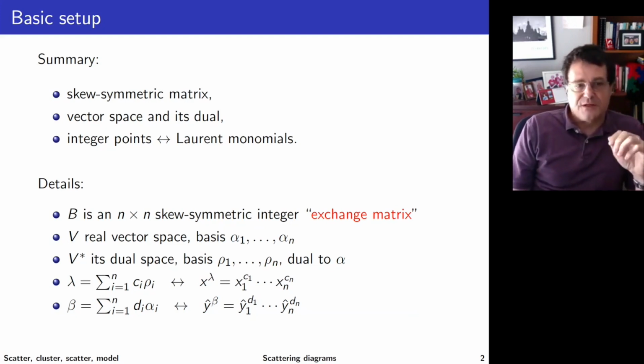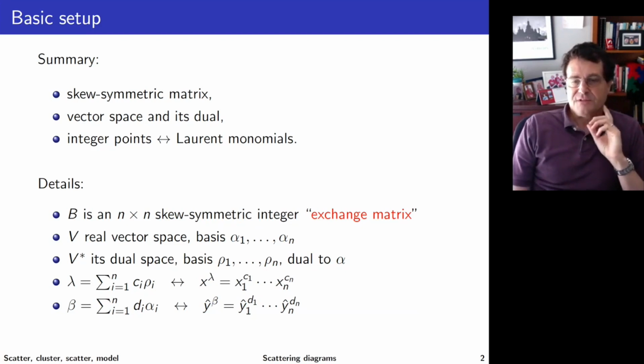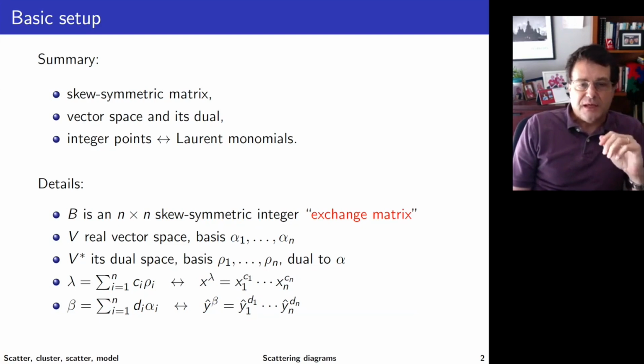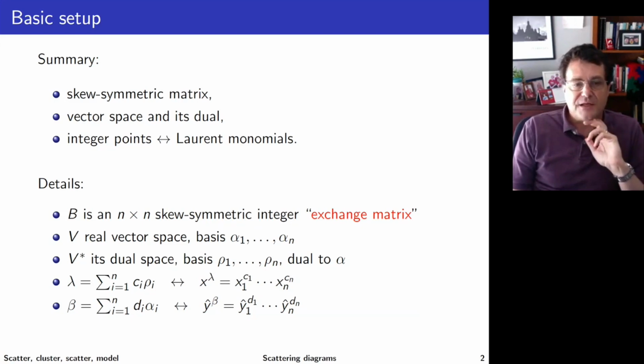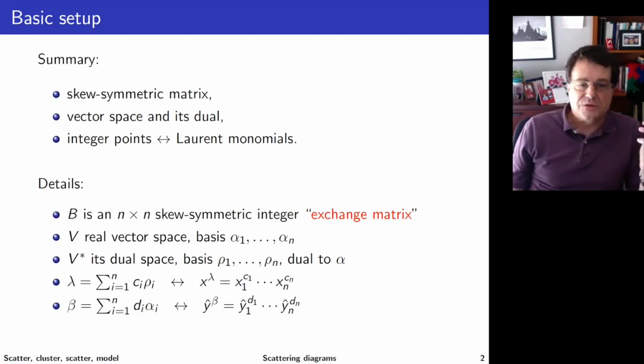Our real vector space is going to be V. We'll call its basis alpha 1 through alpha n, and if that makes you think of simple roots in a root system, yes. It has a dual space, which will have a basis, rho 1 through rho n, dual to the alpha basis. And we'll use a fairly standard way of writing a monomial by saying x to a vector, and we mean that we're taking coordinates in that basis to get a monomial.